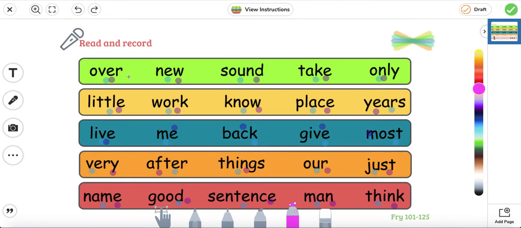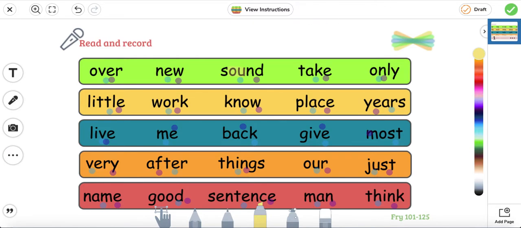What sound does the OU make? Oops. I meant to use this one. The OU in the word sound. What sound does it make? Ow. It makes the ow sound. S-ow-nd. Sound. Okay.